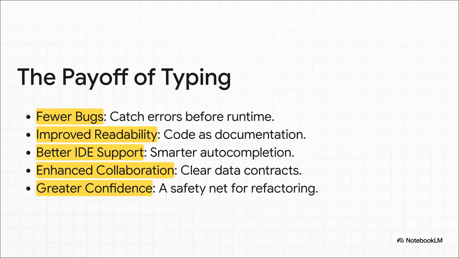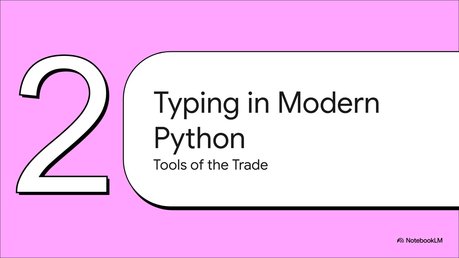Adopting typing isn't just about adding extra syntax. It's a strategic investment. It gives you a safety net that catches errors before your code even tries to run. Your code basically starts documenting itself. Your IDE gets way smarter, giving you better auto-completion. And collaboration gets so much easier because everyone on the team understands the data contracts you've set up, which is a huge concept in MLOps. So how do we actually do this? Well, thankfully, modern Python has really evolved to give us some powerful tools for typing, and it does it without taking away that flexibility we all love about the language.